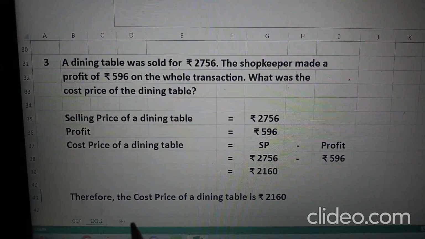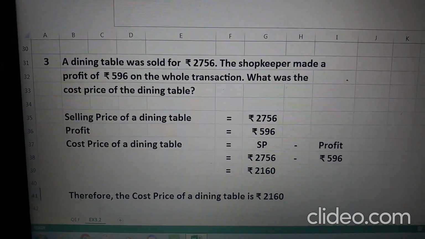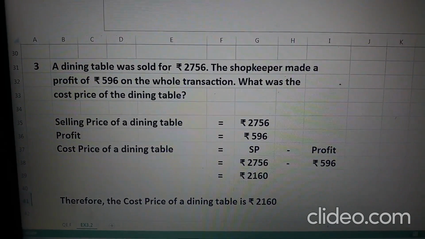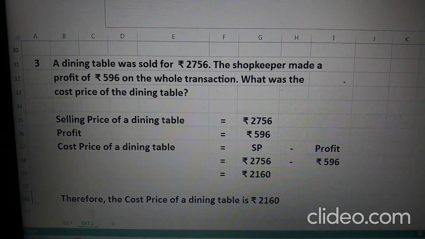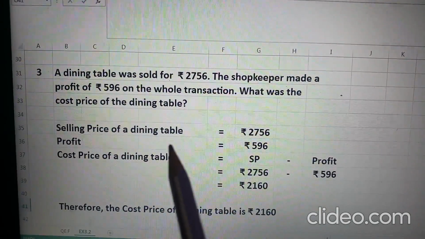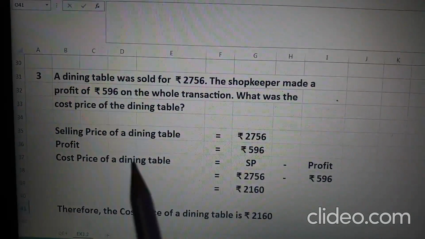Now question 3 is, a dining table was sold for rupees 2756. The shopkeeper made a profit of rupees 596 on the whole transaction. What was the cost price of the dining table? Children, the selling price of the dining table is given, profit is given and you have to find out the cost price of the dining table.